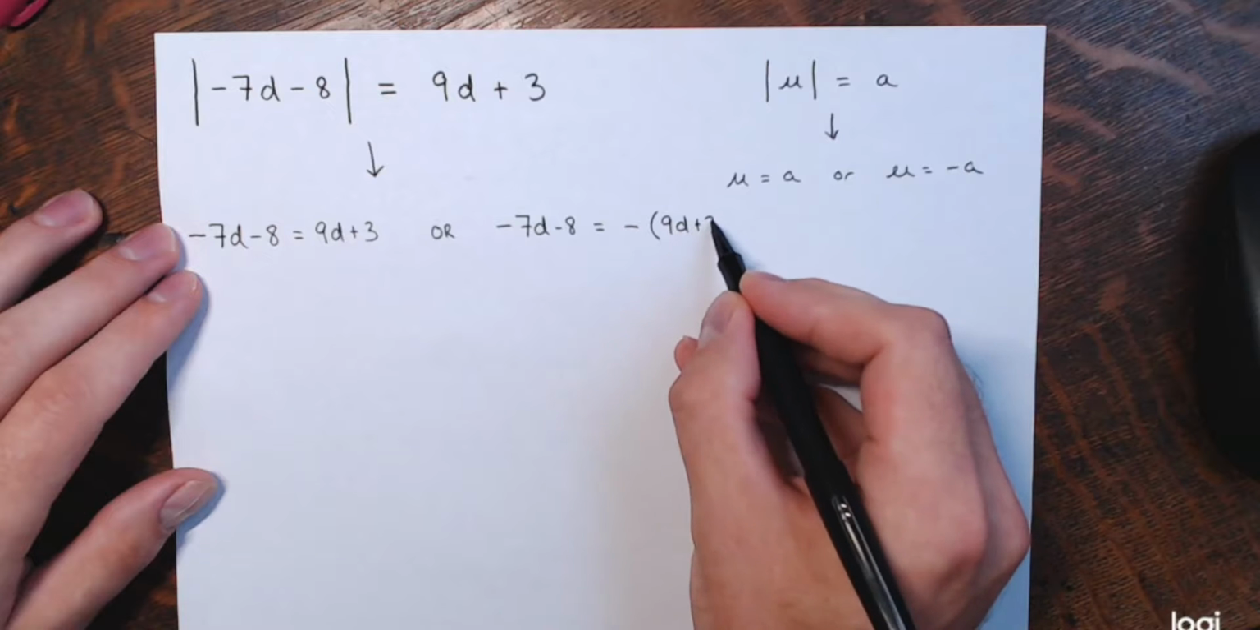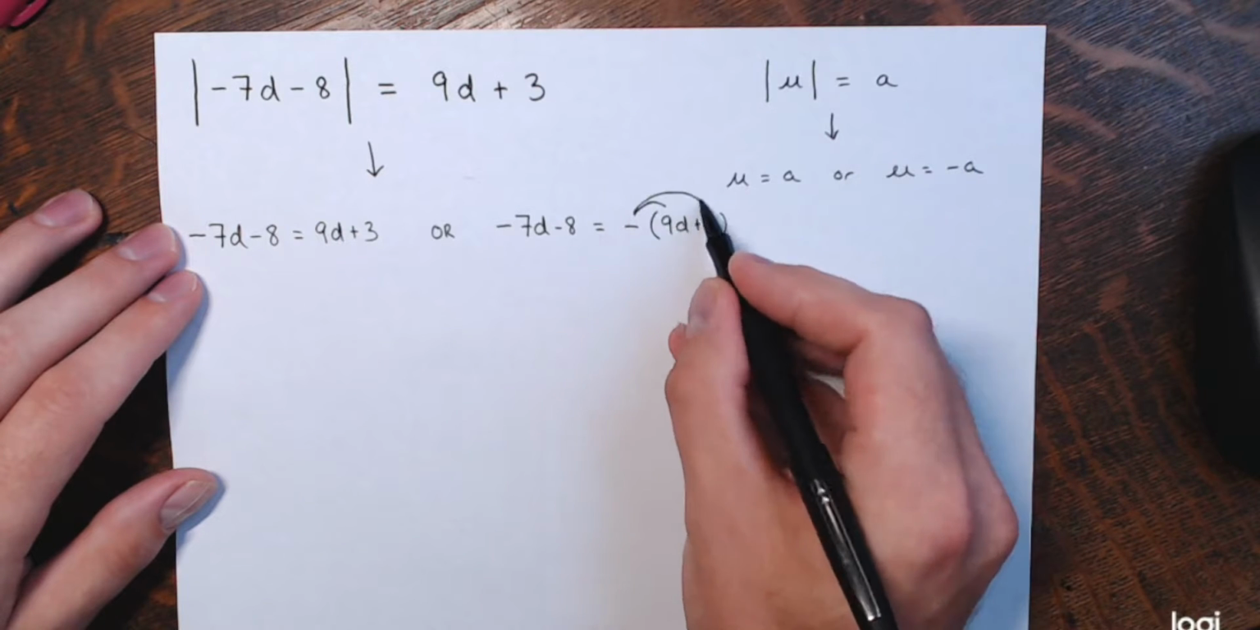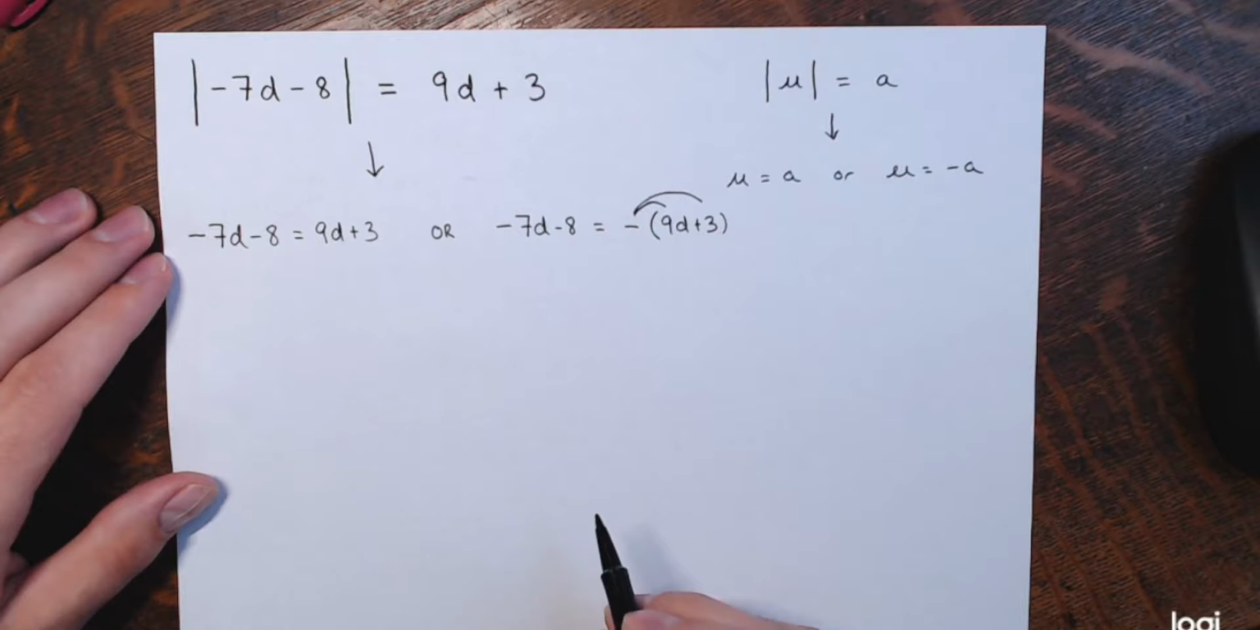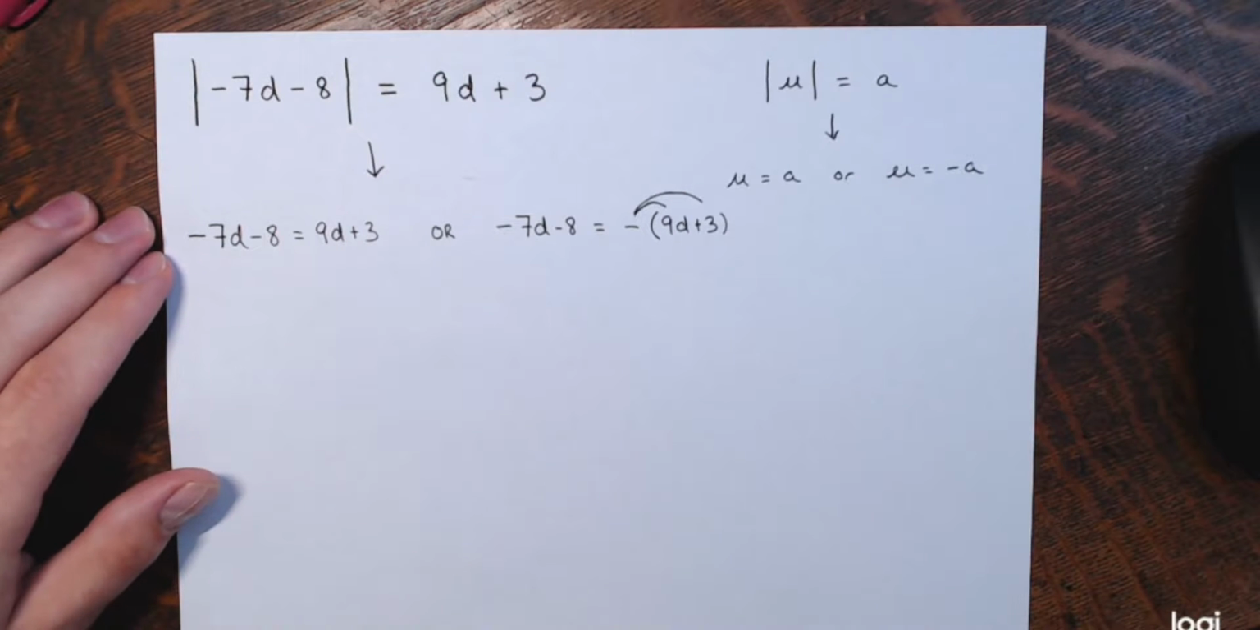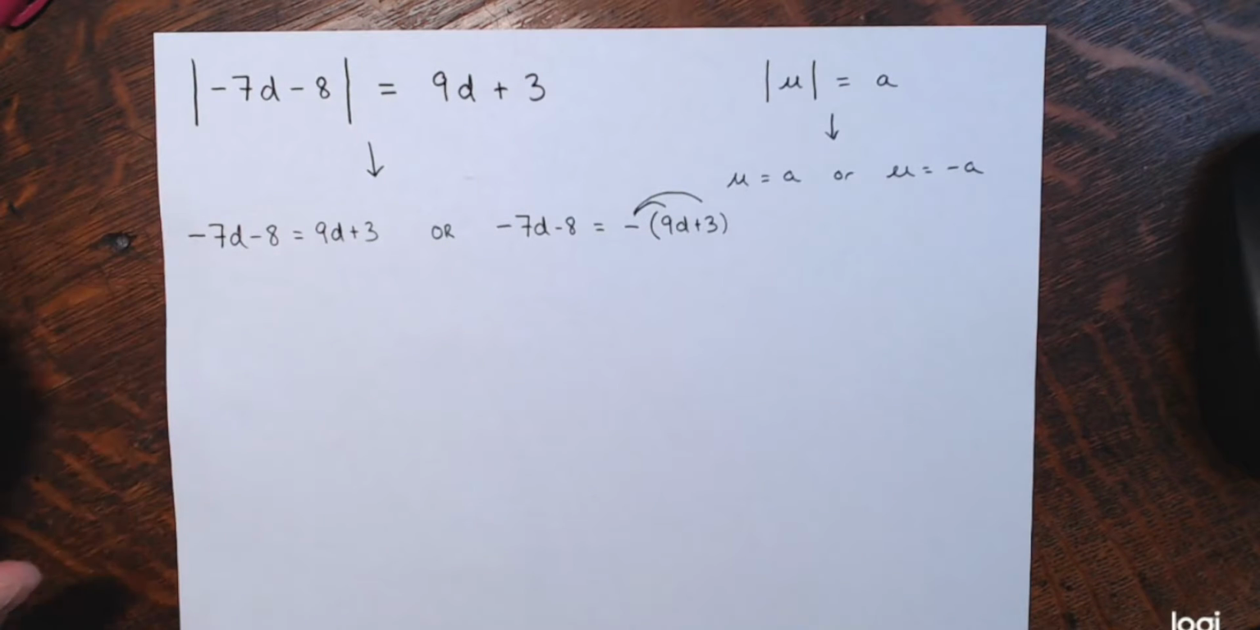Right? So again, I'll be distributing a -1 over here. All right, and then we solve each of these equations, get 2 possible solutions, and check them back in the original equation. Always, always, always check your solutions.